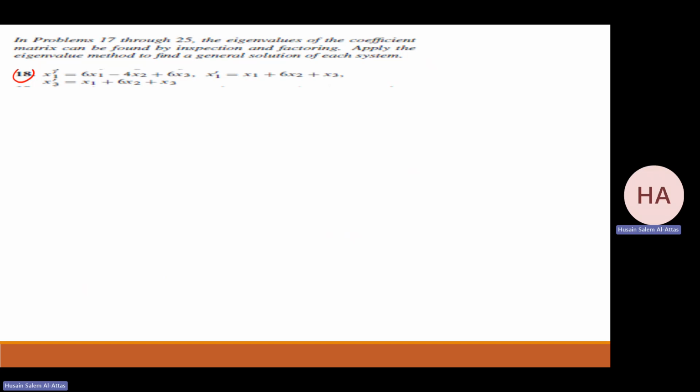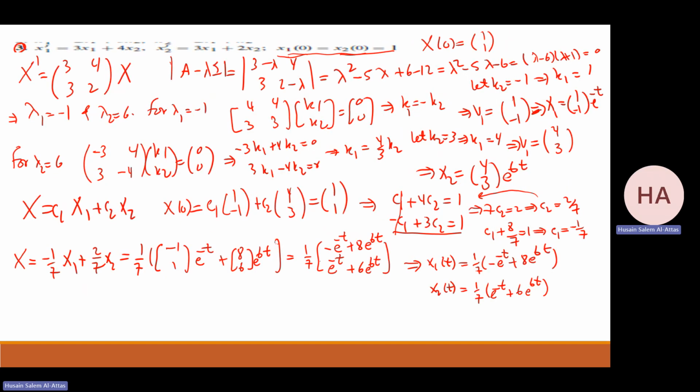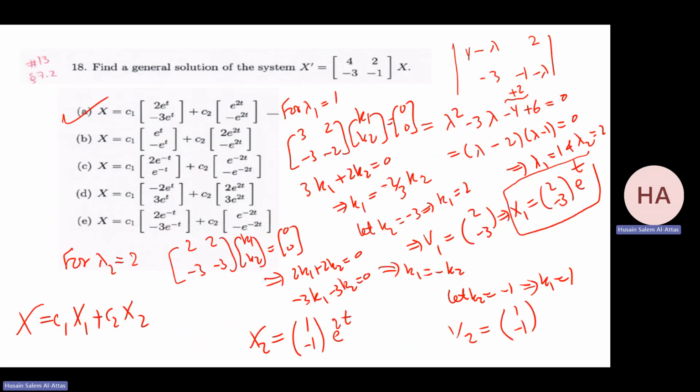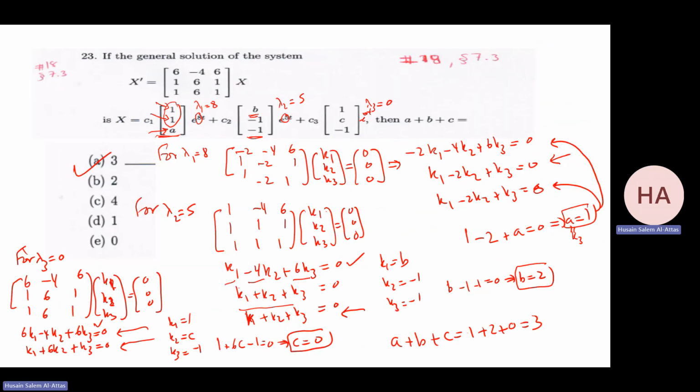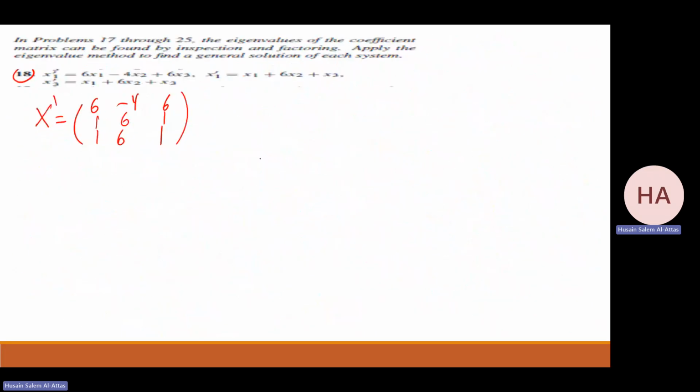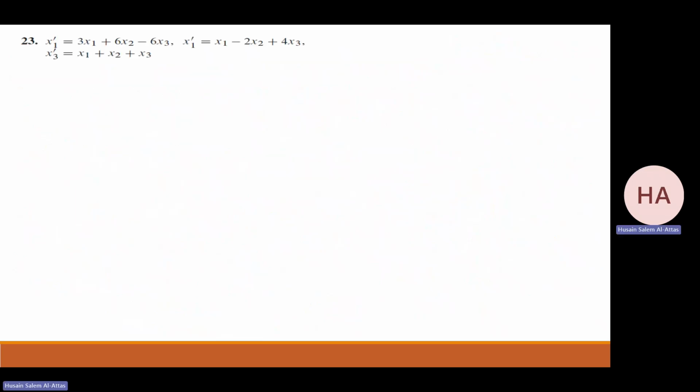This one, I have what? X prime, (6, minus 4, 6), (1, 6, 1), (1, 6, 1). We did that before. Let me just show you that we did it before. Actually, he said this is question 18. So I know the answers. You can write the answer. So done before, done before.